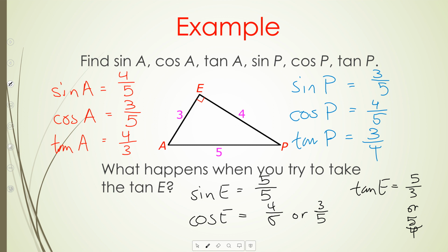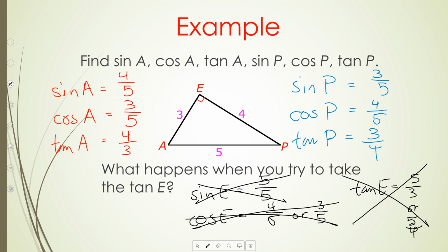So the best way to not deal with that is to not deal with that. We're seldom, if ever, going to work with the right angles. We're always going to work with the two acute angles. We stay away from the right angle because it causes problems. You can't have answers of both 4/5 and 3/5, or 5/3 and 5/4. Okay, we're good?